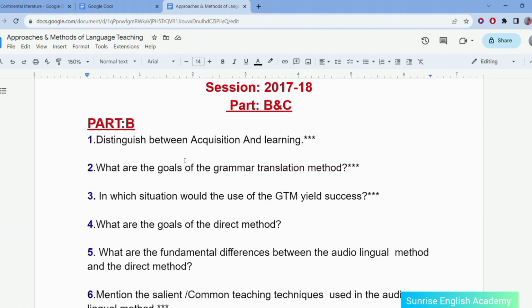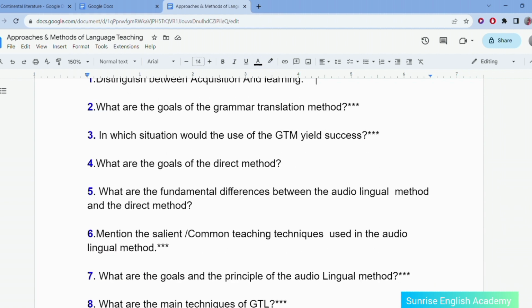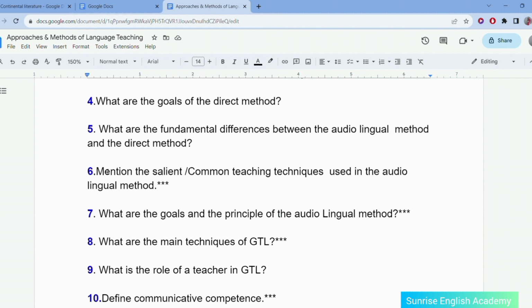Part B. 1. Distinguish between acquisition and learning. 2. What are the goals of the grammar translation method? 3. In which situation would the use of the GTM yield success? 4. What are the goals of the direct method? 5. What are the fundamental differences between the audiolingual method and the direct method? 6. Mention the silent or common teaching techniques used in the audiolingual method.